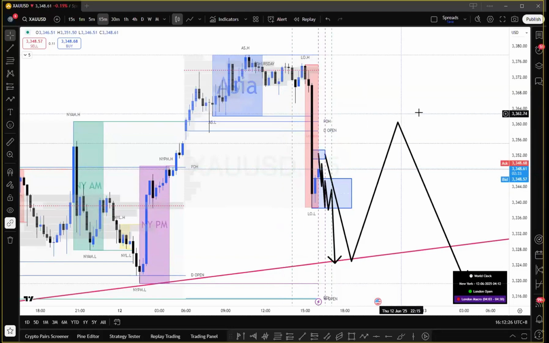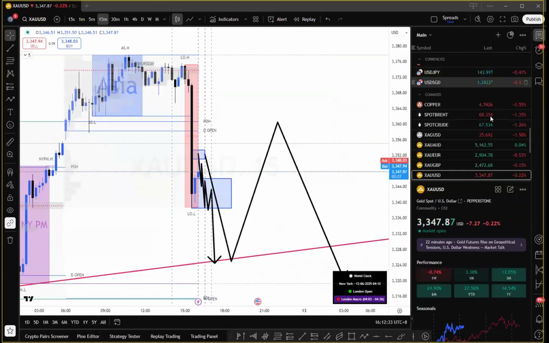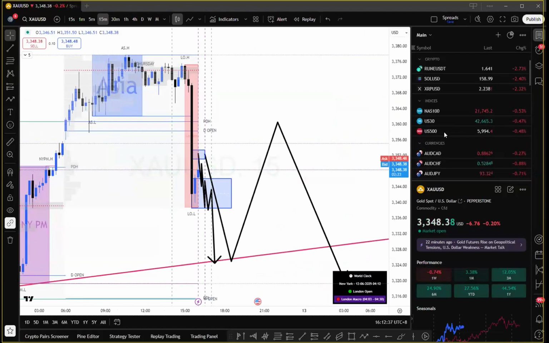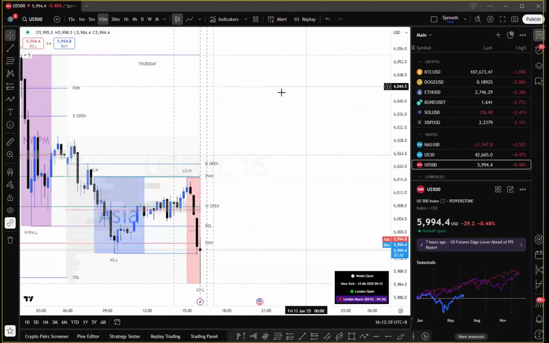Okay, cool. Are there any symbols that you guys want to look at? Otherwise we'll be looking at our indices. Okay, US 500.